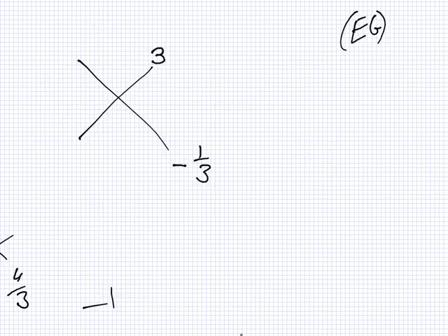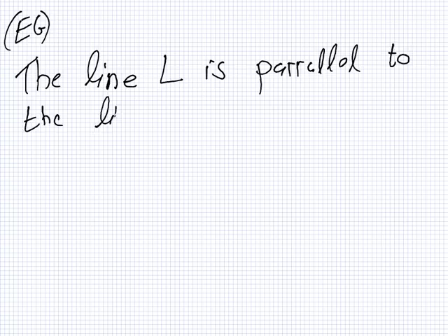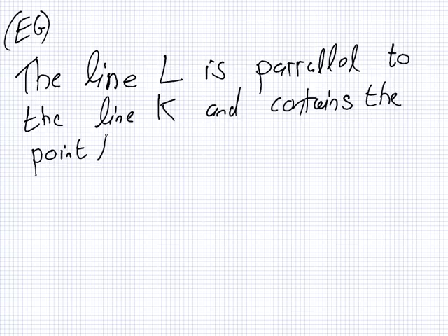Right, let's have a look at our first example then. So for example, if you can write this down, our first example: the line L is parallel to the line K and contains the point A.